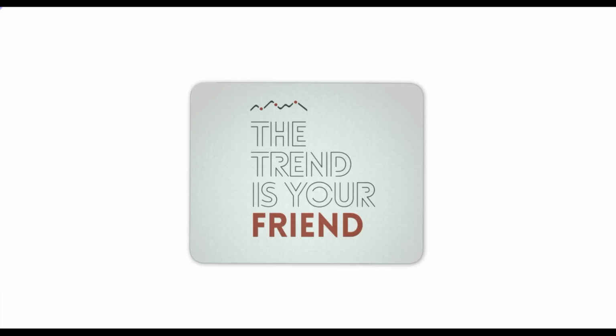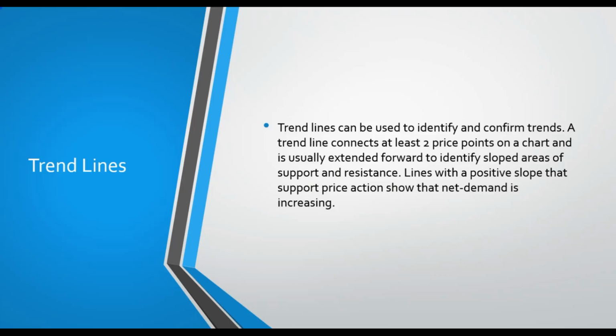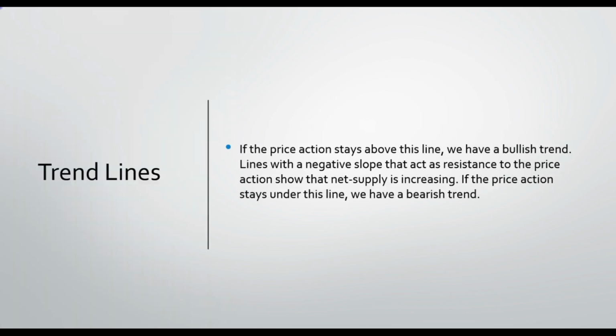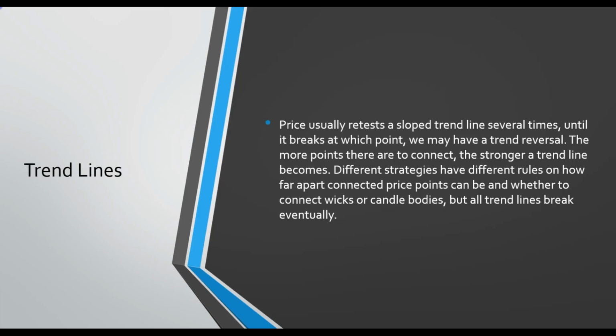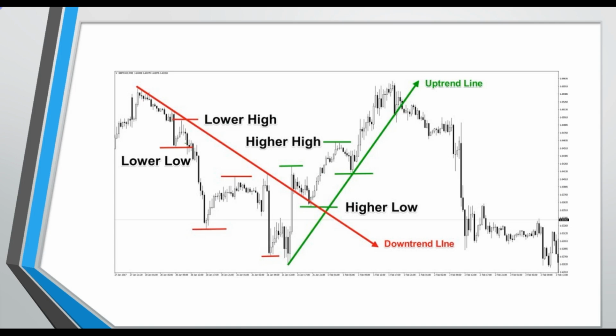Then, once you've got your chart set up, remember the old adage that the trend is your friend. Trend lines can be used to identify and confirm trends. A trend line connects at least two price points on a chart and is usually extended forward to identify areas of support and resistance. So we have long-term trends, short-term trends, intermediate-term trends. Then the trends are not trend lines. Trend lines are drawn with a set of rules. And those set of rules start to make some sense of the market.